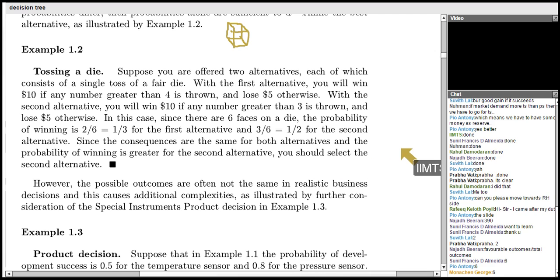Okay. Now, however, the possible outcomes are often not the same in realistic business decisions, and this causes additional complexity because you don't know whether you're going to fall in the probability of losing, or you're going to fall in the probability of winning. Now, as illustrated by further consideration of the special instrument product decision in example 1.1, let's take the notion of probability and go back to the special instrument product.